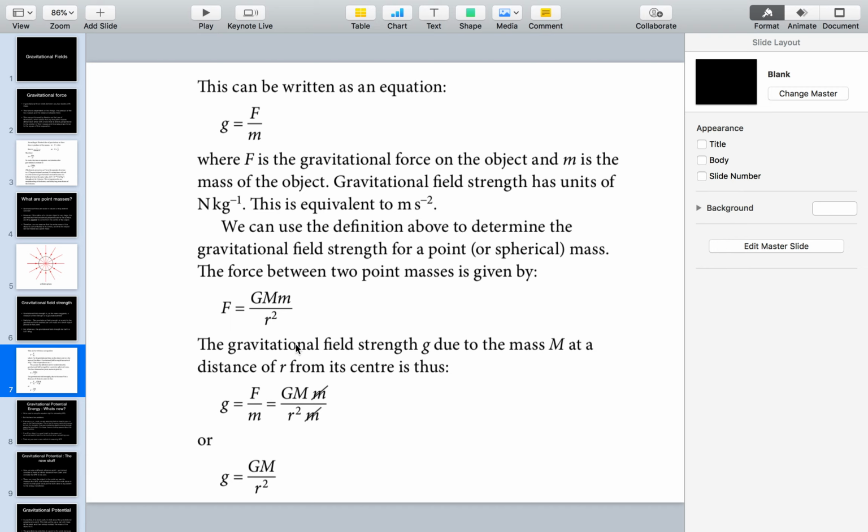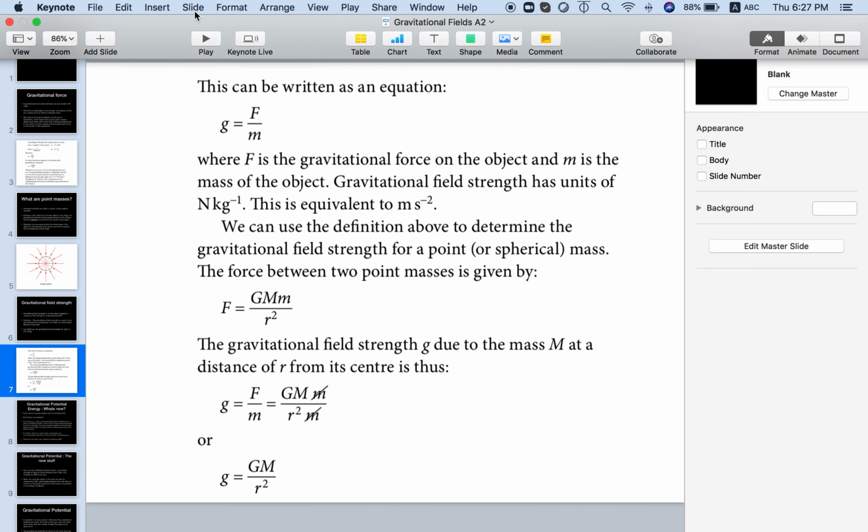When you simplify these two equations, when you equate them, you will get g is equal to GM over r squared. So the way to calculate gravitational field strength is the gravitational constant multiplied by the mass of the body generating the gravitational field, upon the square of the distance between the body and the point at which the gravitational field strength is being measured. That's it. All you have to do is equate these two equations by making F the subject or m the subject, however you want to do it. Solve it, and then you get g is equal to GM over r squared.